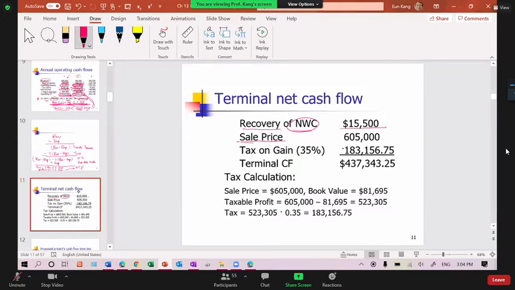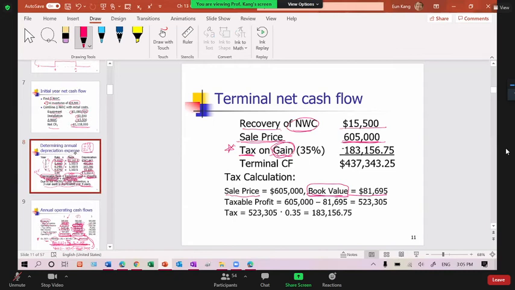And the sale price: when you make a sale, the cash goes into your pocket. But many people miss this part, tax on gain. You don't have to pay tax on the whole sale price. You only pay tax on the gain. How do you calculate the gain? You have to compare the sale price and book value. And how to calculate book value? You have to go back to here, right?